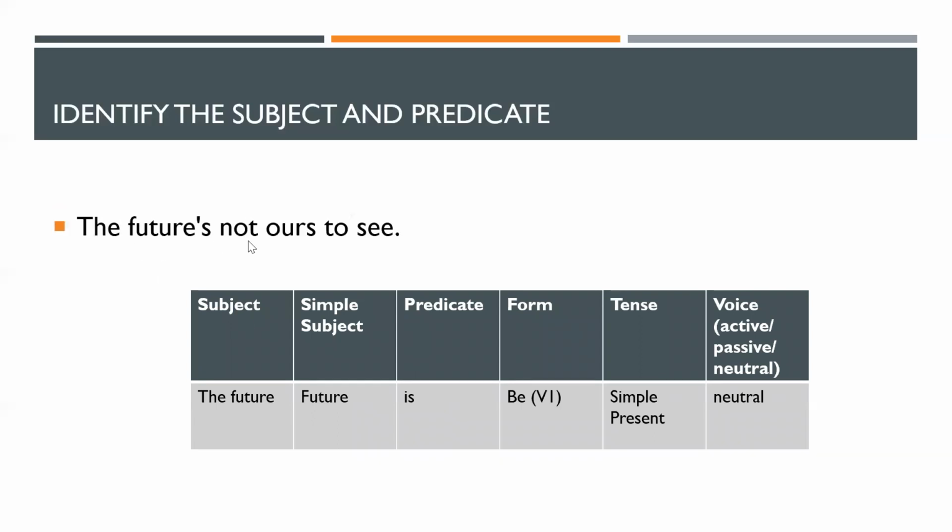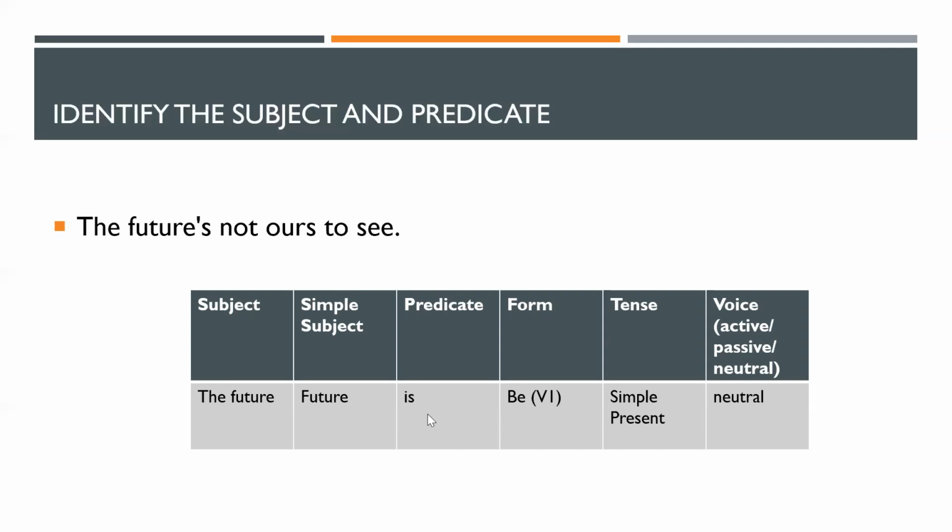"The future is not ours to see." So we have the subject here, "the future." Apostrophe s here means "is." Okay, if we have the subject "the future," so the simple subject must be "future." Why? Because "the" is meaningless. Yeah, it is only an article, but it doesn't have any meaning in the form of the content.